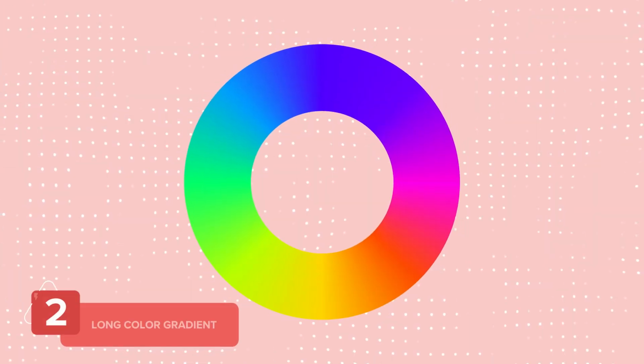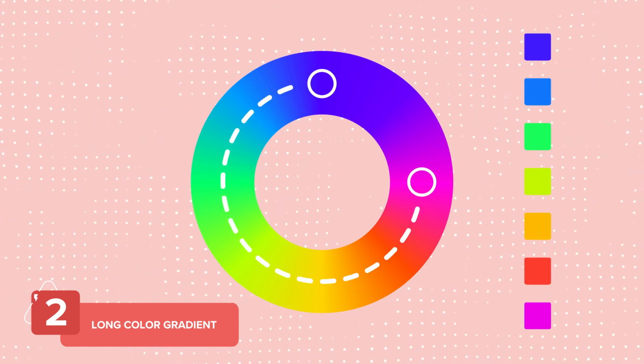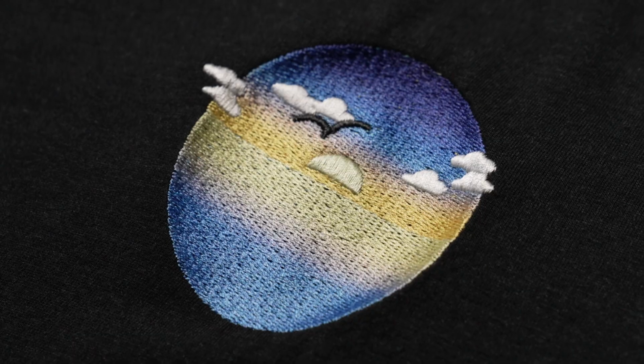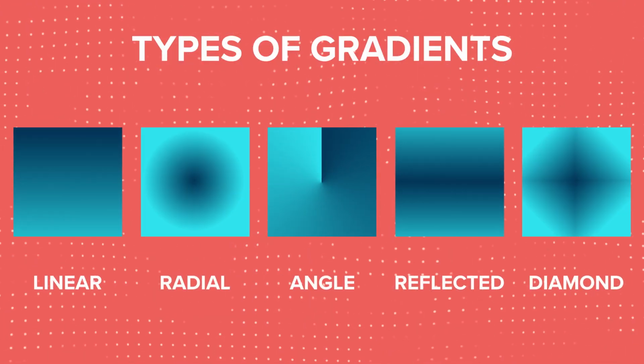A long color gradient is a gradual color transition over a large area. It includes more hues that make the color shift appear seamless. Longer gradients generally provide a soft and harmonious visual effect that adds depth to your embroidery design. Apart from length, gradients also differ by the geometrical orientation of the color shift. The most common ones are linear, radial, angle, reflected, and diamond.